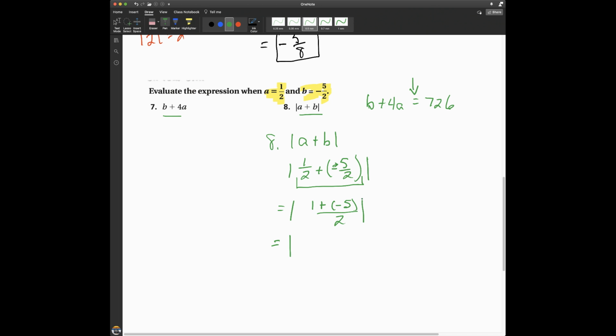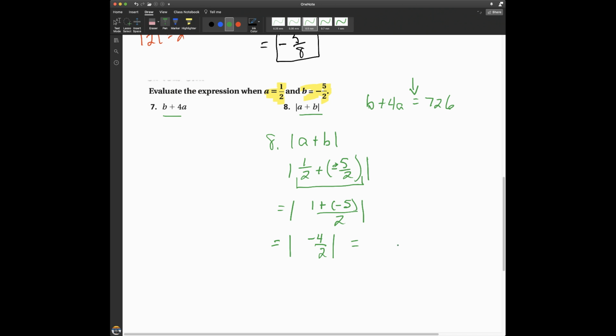So I'm going to take the absolute values. Absolute value of 1 is 1. Absolute value of negative 5 is 5. And I subtract the smaller absolute value from the larger. So I end up with 4, and I keep the sign of the bigger absolute value, which would be negative, and then that would be over 2.